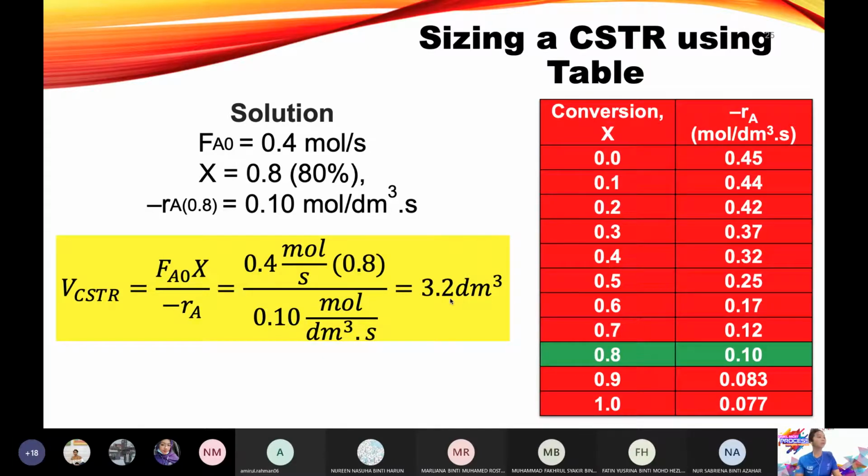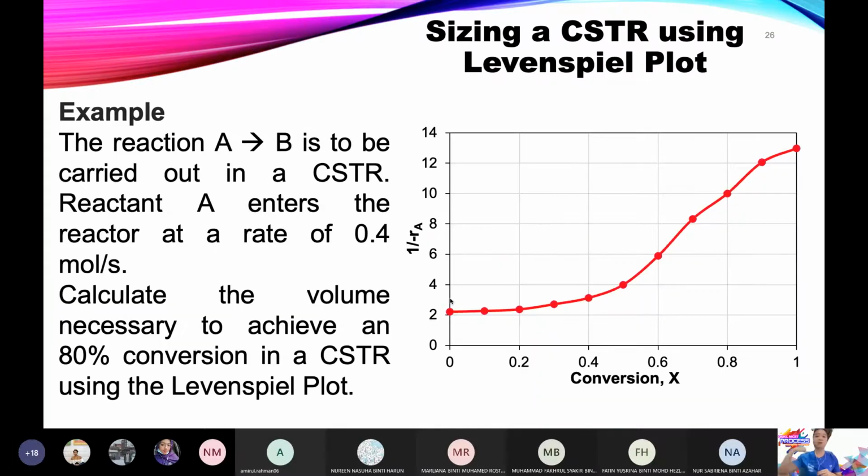Okay, so next one, we use a plot. So now we are using the plot to find, okay, let's look at the question. It says reaction A to B is carried out in a CSTR. Reactant A enters the reactor at rate 0.4. The same question, if you notice, but now we use a plot. Okay, so FA naught is still the same, 0.4. They ask us to find the CSTR volume at conversion 80%.